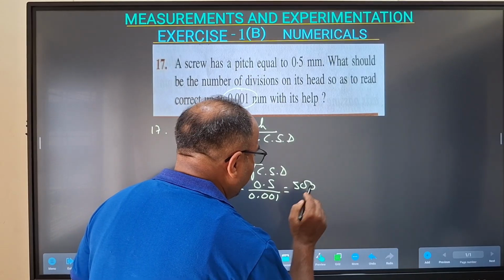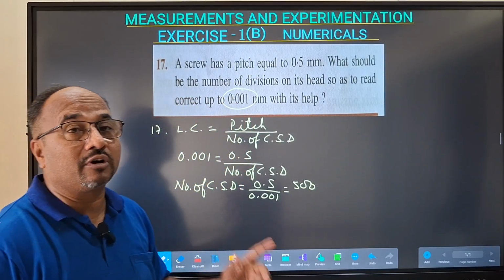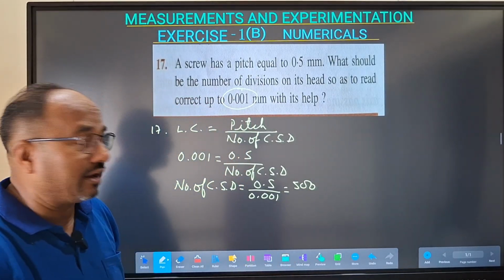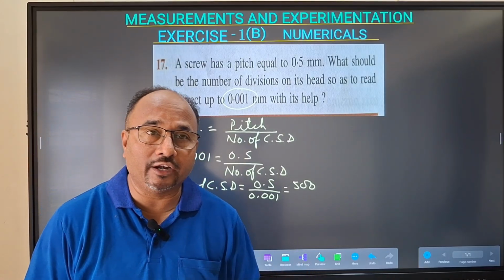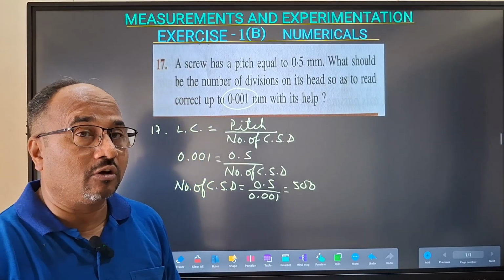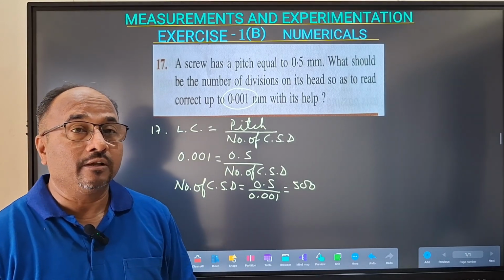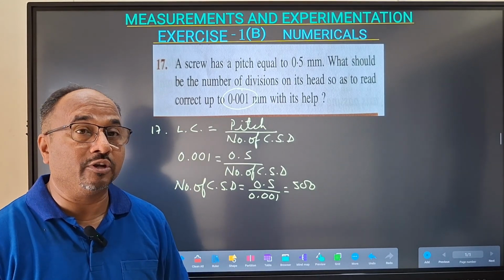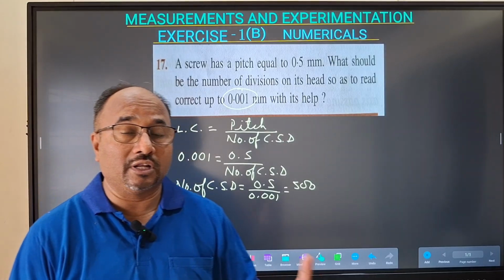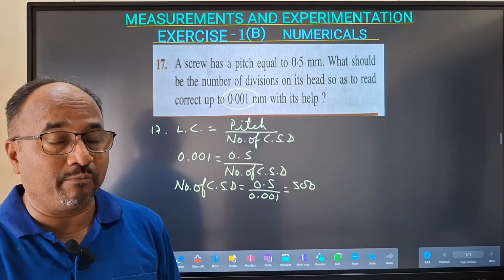will give you 500. It means the number of divisions on the circular scale should be 500. We have come to the end of this numerical based on vernier caliper and screw gauge involving least count. Okay, so we'll also be doing the numericals of the last part, which is mainly based on time period.